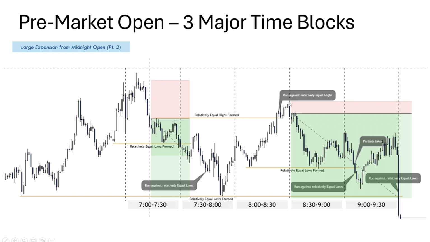And then we now have another break of market structure lower here, right? And where are the next relative equal lows we could target after we've taken out these relative equal highs? Right here. So you can see price runs lower, and it actually forms relative equal lows right here. Runs higher one more time. Price breaks market structure to take out these relative equal lows that just formed. Runs higher, and ultimately at 9:30 open, you can see we take out these relative equal lows that formed here.